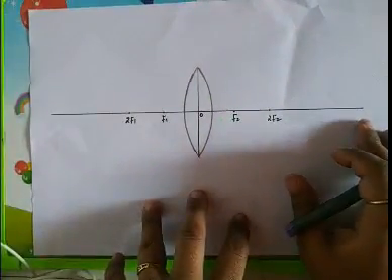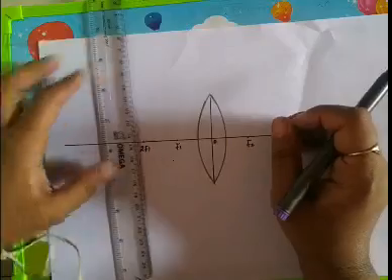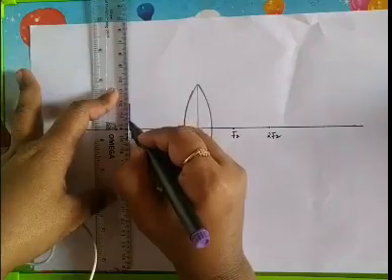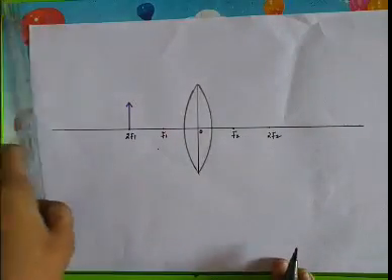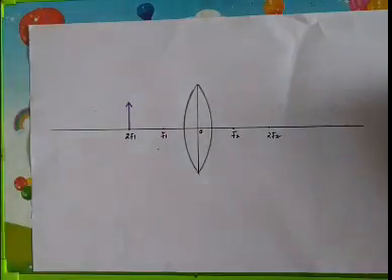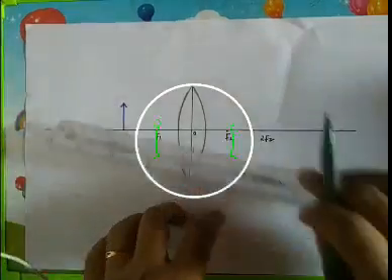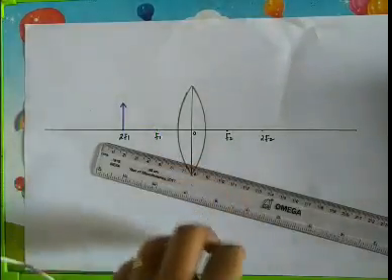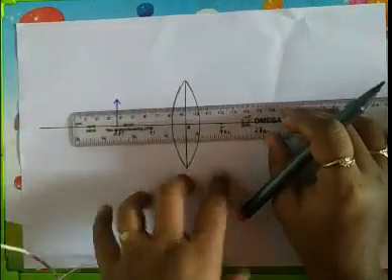Now in the next case, I have already drawn a convex lens. Now I am keeping the object exactly at 2F1. In the first case, I had kept the object beyond 2F1. Now I have kept object at 2F1. Now we have to make an image of this object. So I'll apply any two rules out of three. So let's start with the first one.